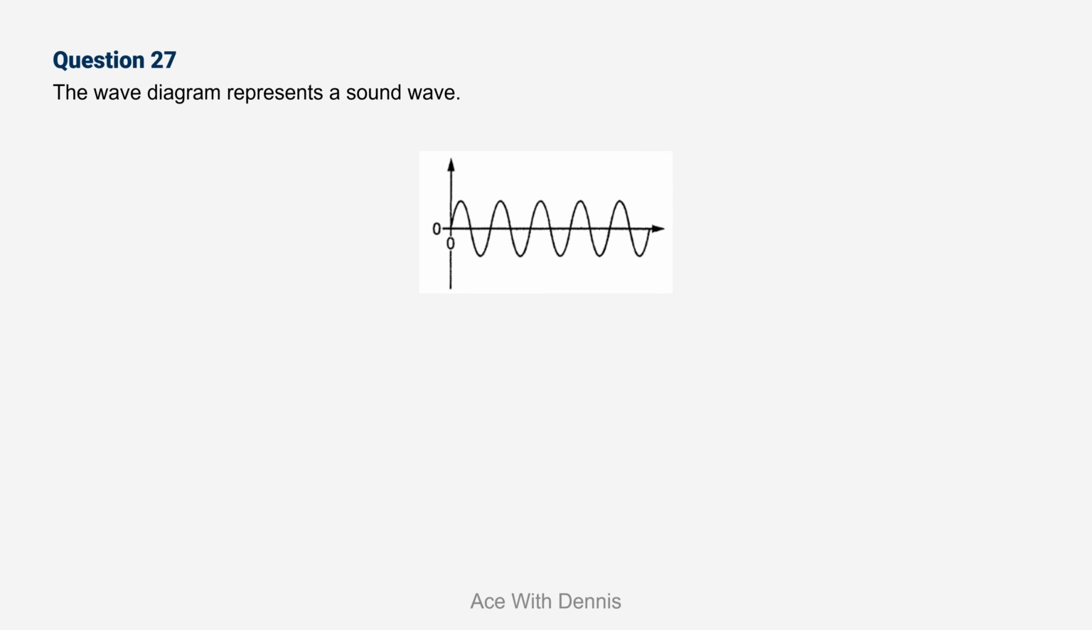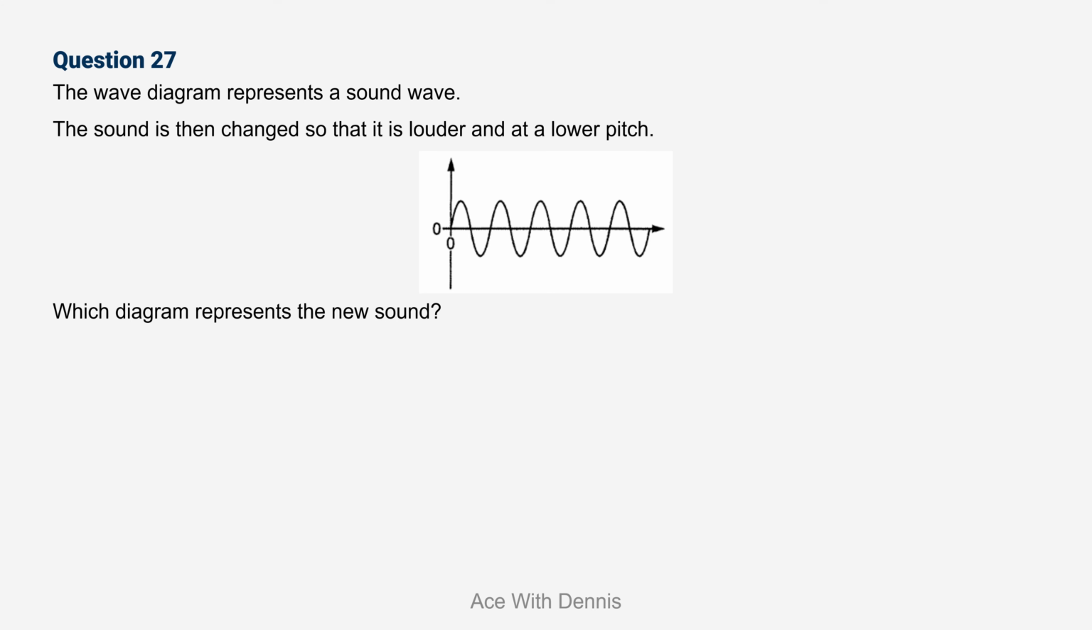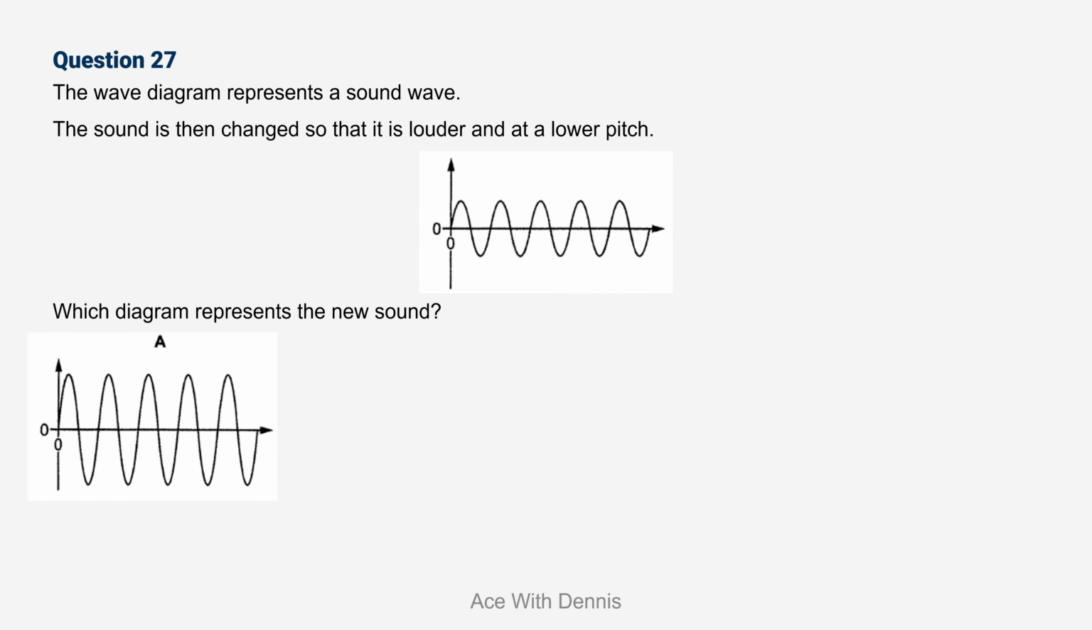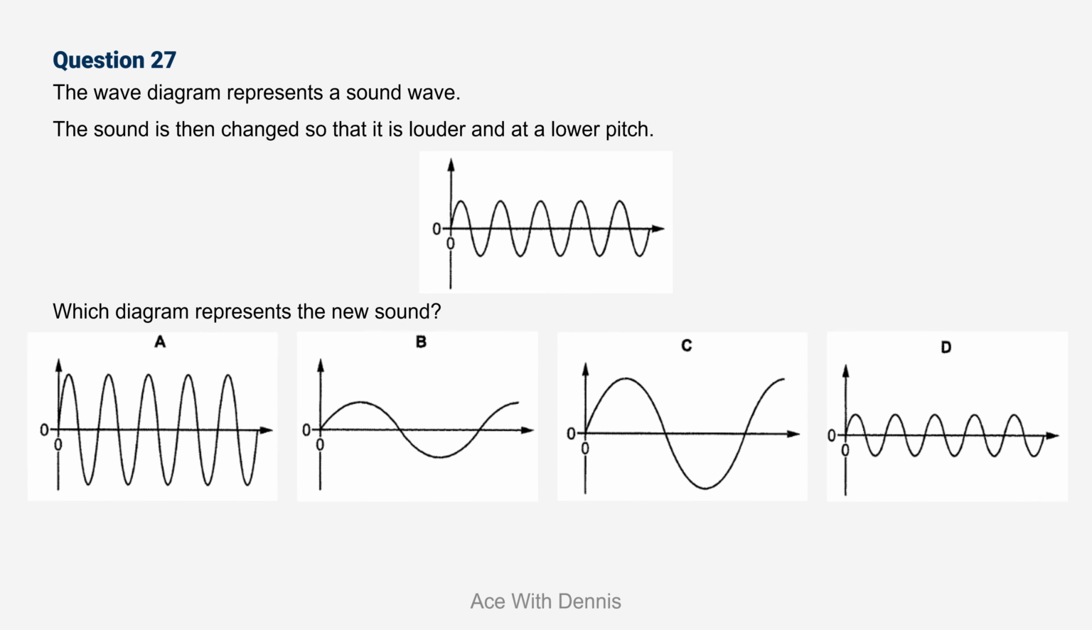Question 27. The wave diagram represents a sound wave. The sound is then changed so that it is louder and at a lower pitch. Which diagram represents the new sound? This is option A, option B, option C, or option D.